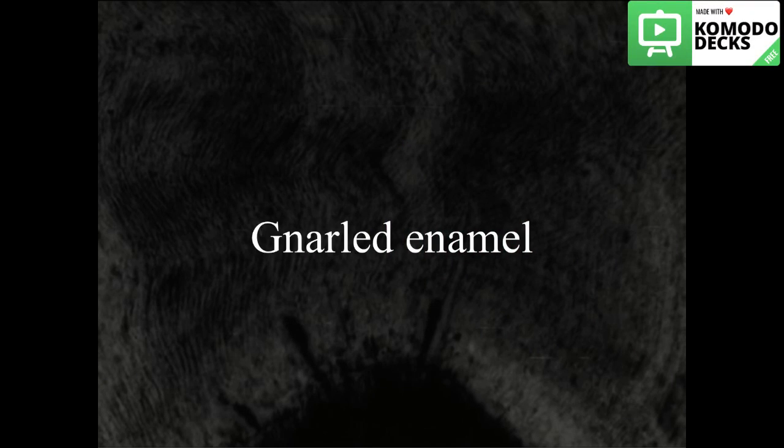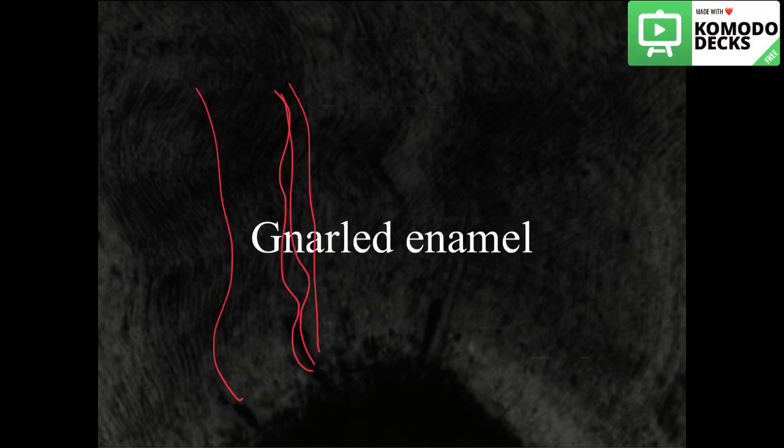So when the enamel is in an area like cusps where the surface area is smaller, the enamel rods are more stacked because of the smaller surface area. So they wiggle around each other in what we see as gnarled enamel, where the rods twist over each other.